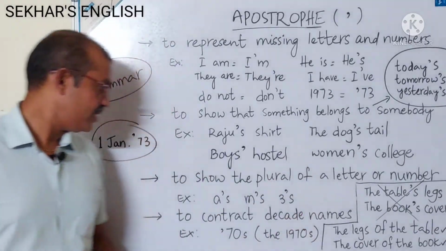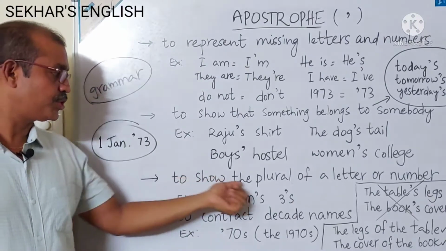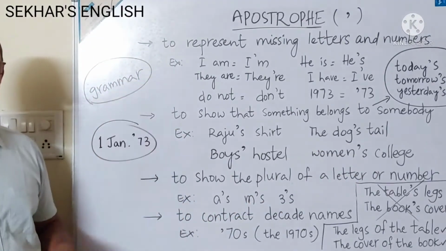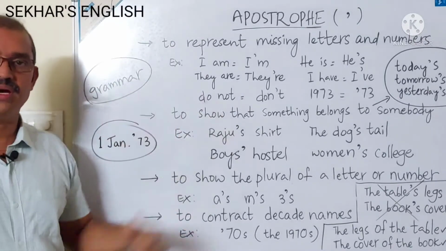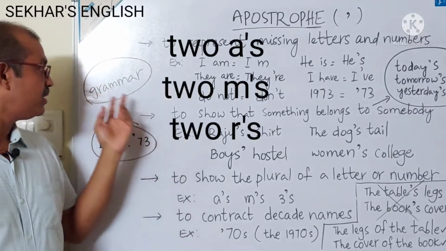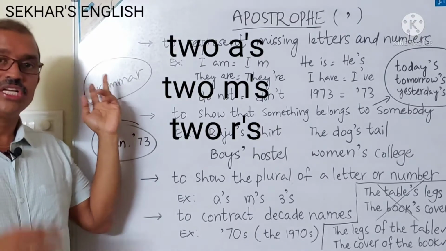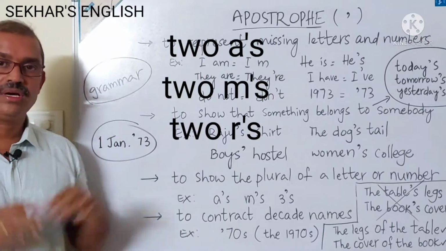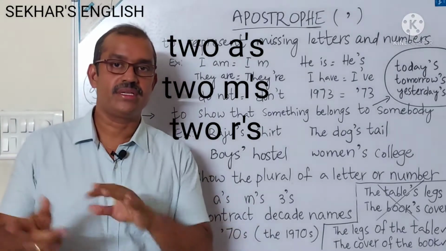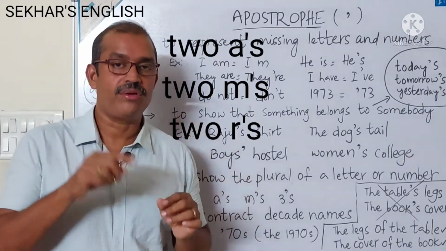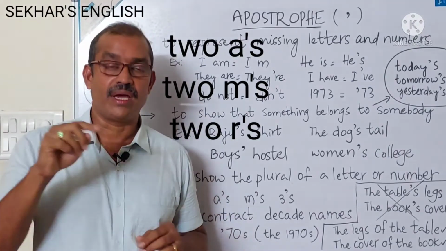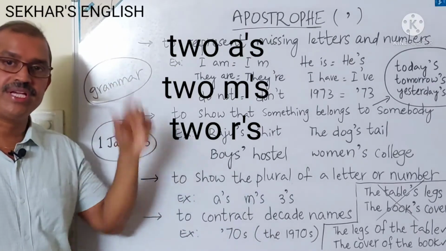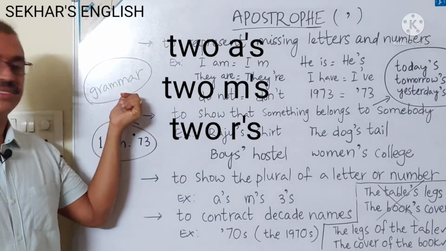Let's see the next one. This apostrophe is used to show the plural of a letter or number. For example, you take the word grammar, G-R-A-M-M-A-R. In that word there are two A's and two M's. Okay, how to write two A's, two M's? You have to write A apostrophe S, M apostrophe S, like this. So there are two A's and two M's in the word grammar.